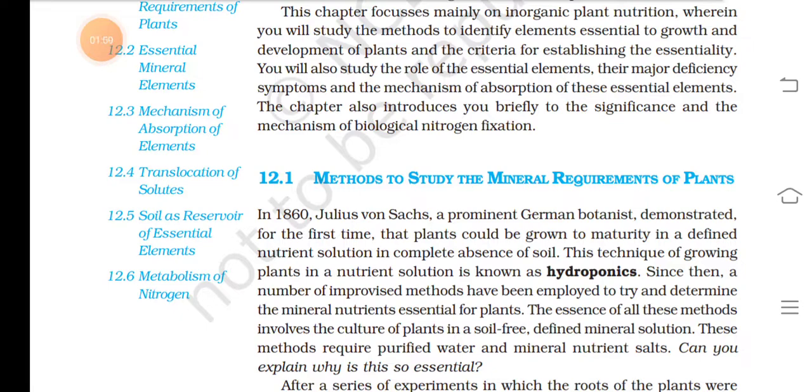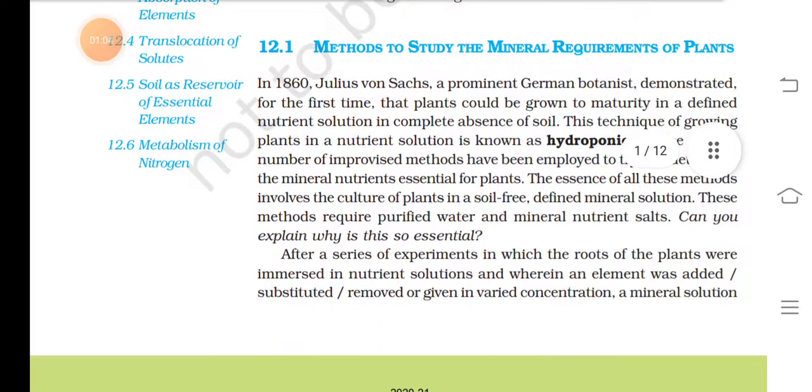12.1 Methods to study the mineral requirement of plants. In 1860, Julius von Sachs, a prominent German botanist, demonstrated for the first time that plants could be grown to maturity in a defined nutrient solution in complete absence of soil. This technique of growing plants in a nutrient solution is known as hydroponics.